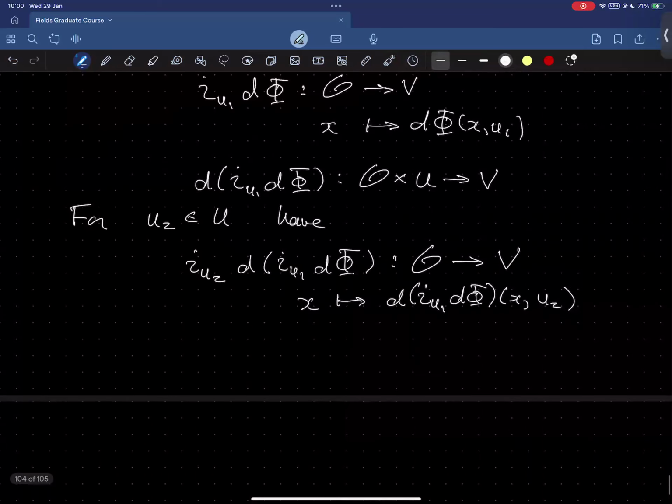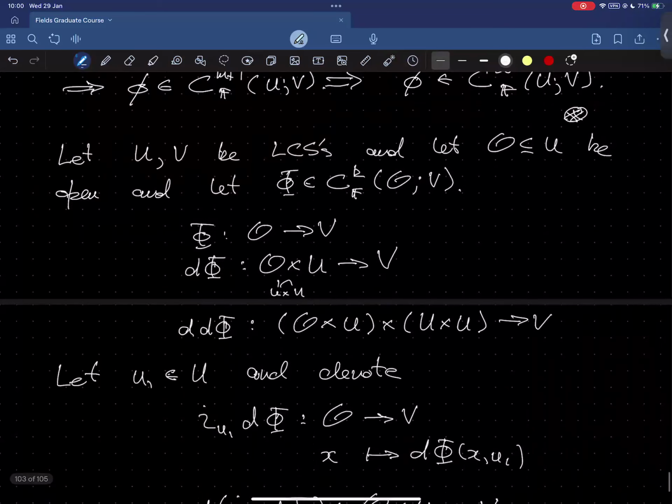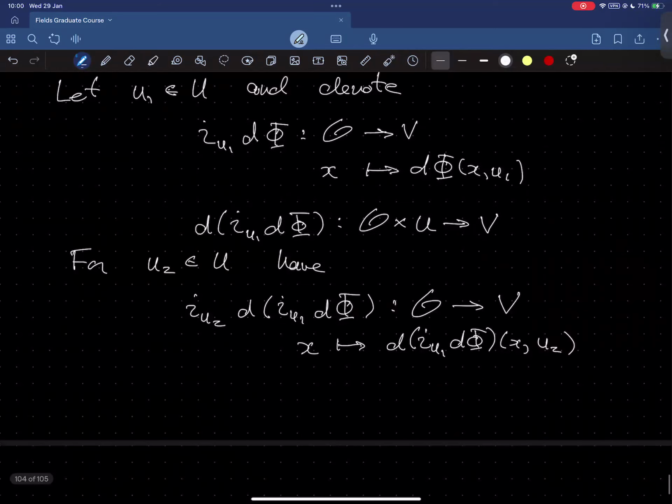Right, and so I can continue to do this up to, presumably this needs to be proved, but presumably you can continue doing this k times. So I'm going to state a result, which tells you that you can do this up to k times, but for now let's just write the notation down.